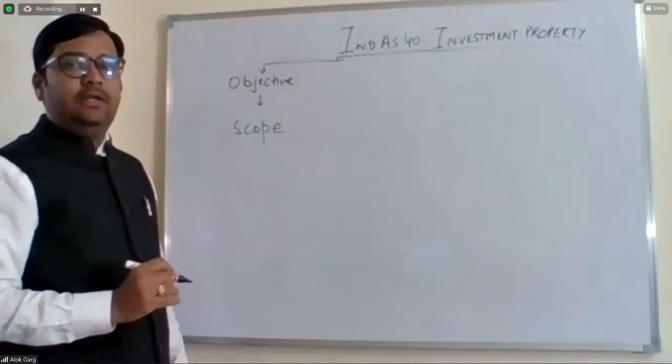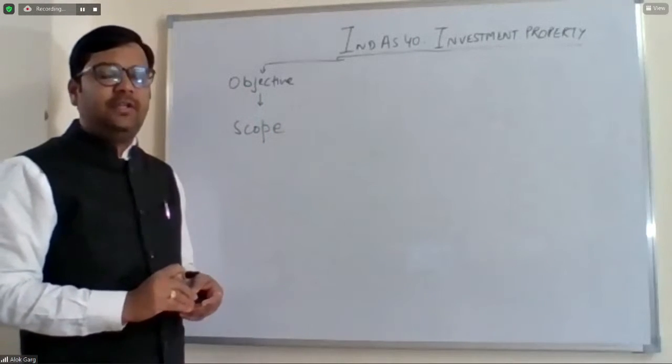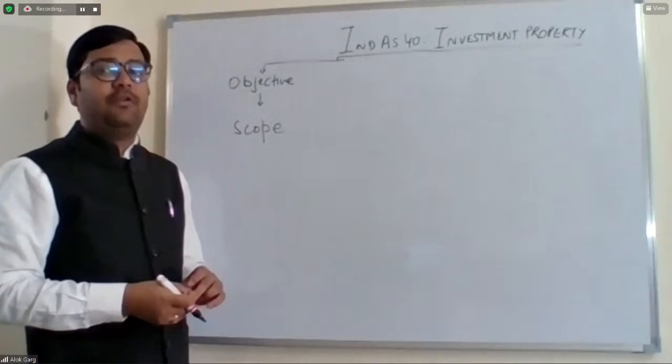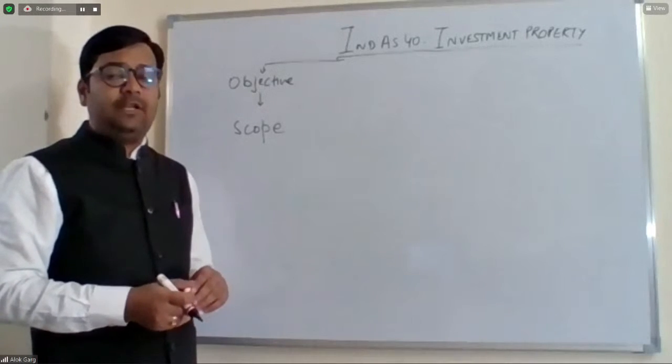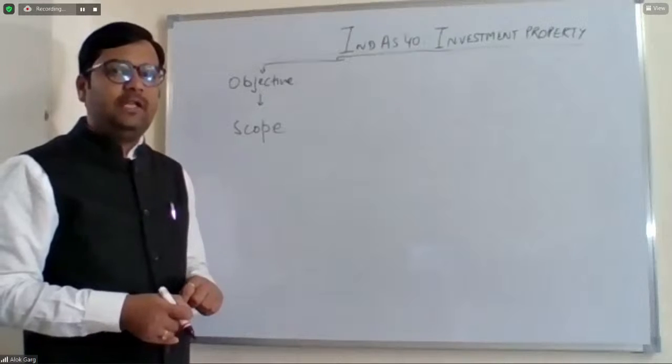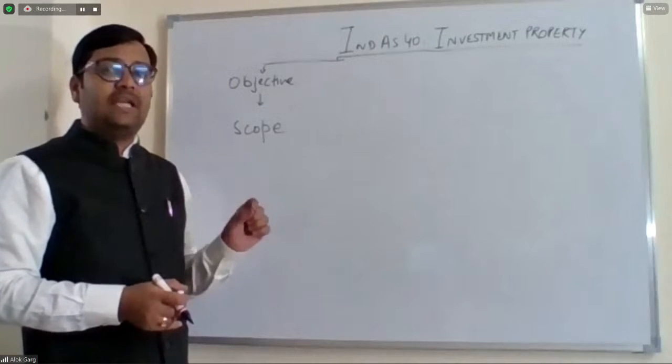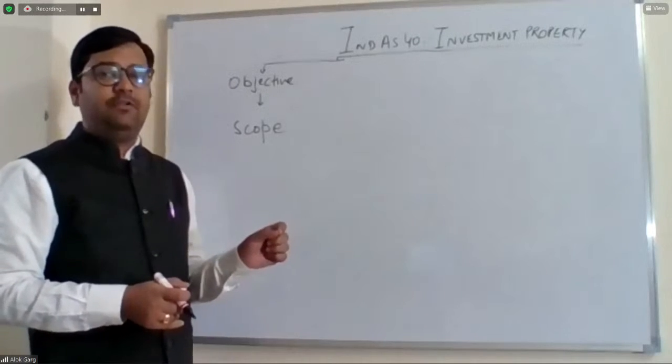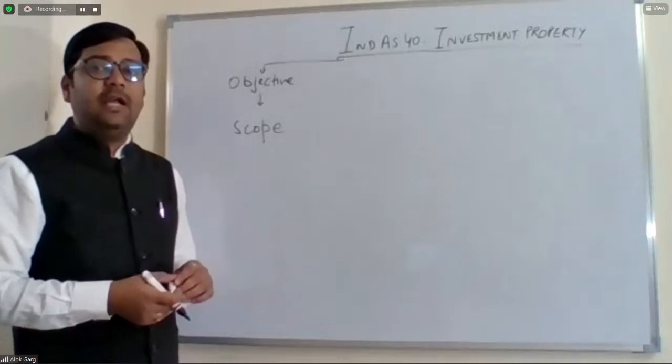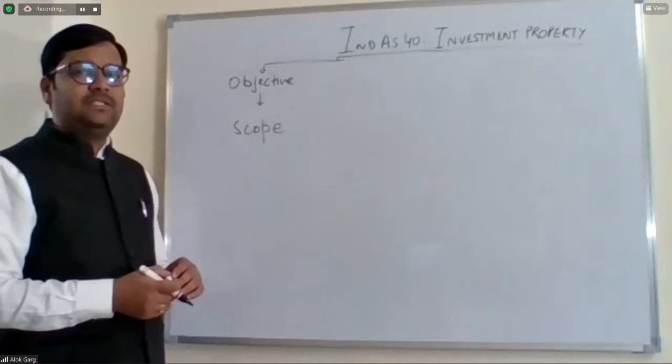For example, if a company has acquired a machinery and the machinery has been given on rent, whether this standard is applicable? This standard is not applicable, because this standard is applicable on land and building which is given on rent or for capital appreciation. Okay, so we'll discuss this part later on.